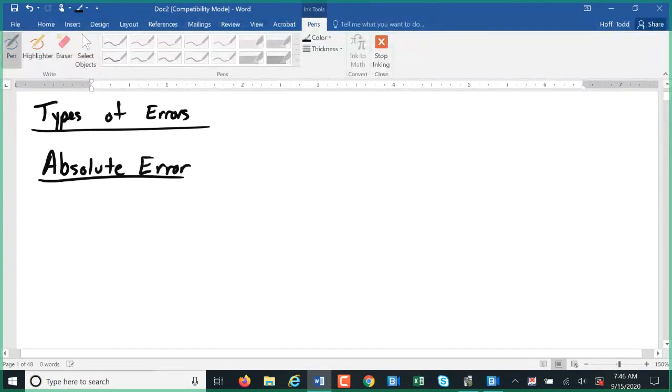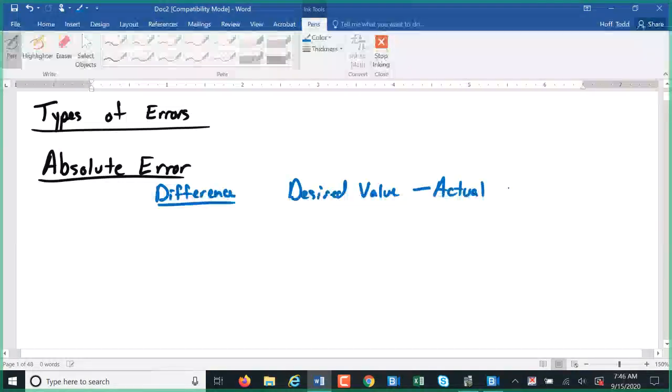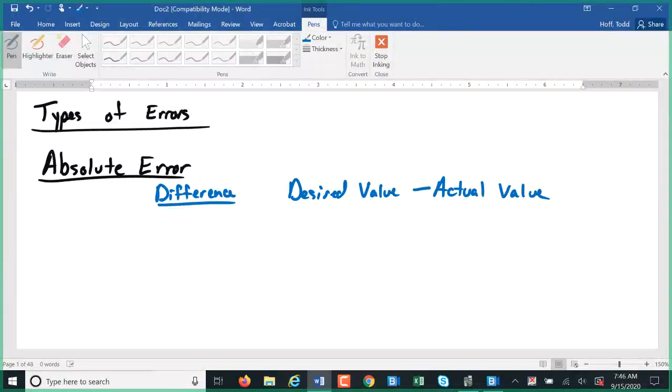There's something called an absolute error, which is just plain the difference between the desired value, if you're trying to build something, cut it or whatever, and the actual value. You want it to be exactly 3 inches long. You cut it, as we mentioned, your saw deflects a little bit. It ends up being 3.02 inches long. You had 0.02 of an inch of absolute error.